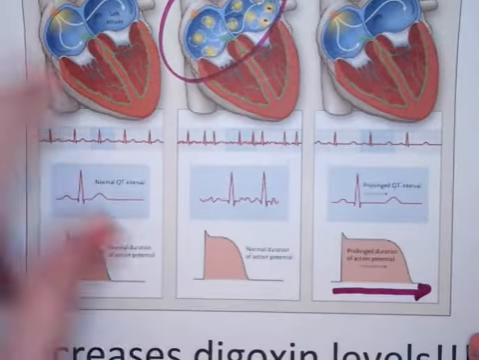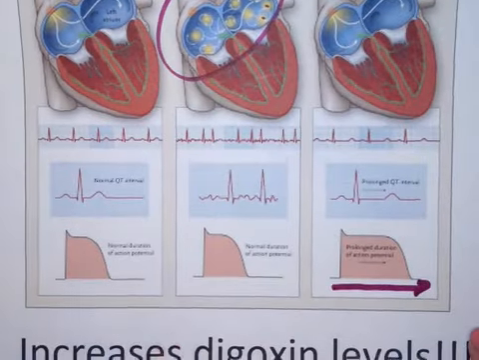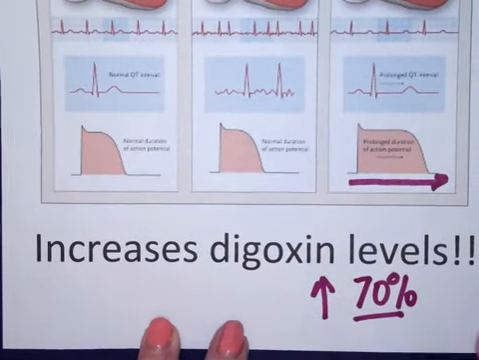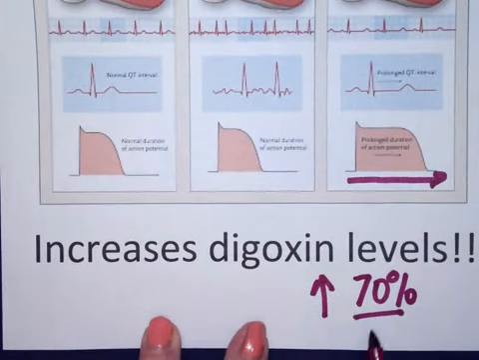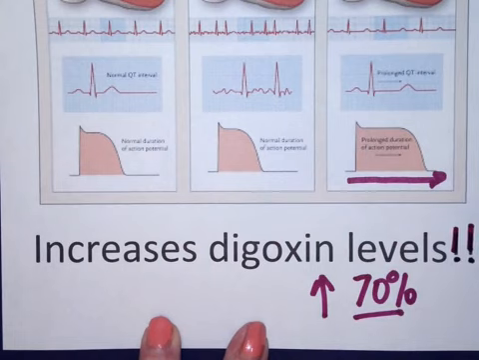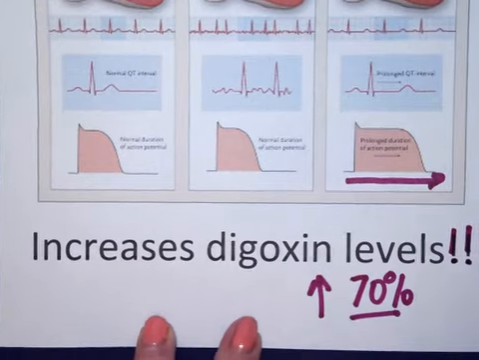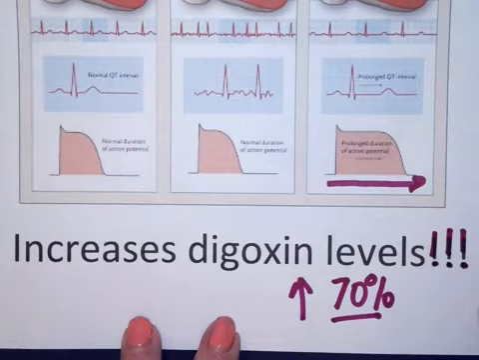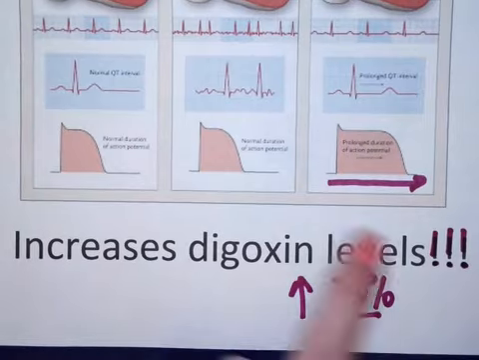And then because of the way that this is processed, we can get an increase in our dig levels by up to 70%. That's huge. Exclamation point, exclamation point, exclamation point. If your patient is taking digoxin, your physician needs to know about it. We need to either stop that med or lower the doses, hold the med while we're giving amiodarone because we can get dig toxicity very quickly while we're giving amiodarone.